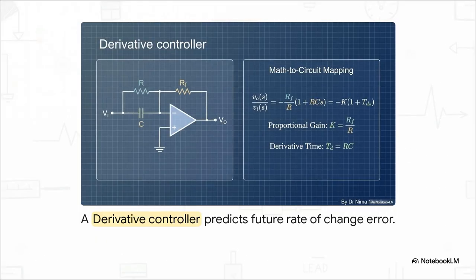Conversely, take a look at the derivative controller. By just placing the capacitor C on the input stage, right parallel to the input resistor R, we change the mathematical behavior entirely. Now, our derivative time, TD, is the product of input resistor R and input capacitor C. So instead of accumulating past error like the PI setup, this circuit reacts to the rate of change. It's essentially predicting the future error before it even happens. Pretty cool, right?